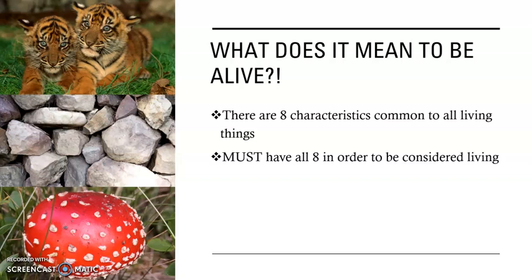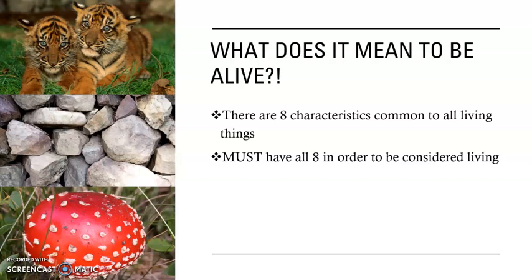And when we talk about things that are living, there are 8 characteristics that are common to all living things. One little piece isn't enough to say, hey, it's living. In order to say that something is living, it must satisfy all 8 of these characteristics. You should be able to go through and check off all 8 of these characteristics in order to say that it is living.